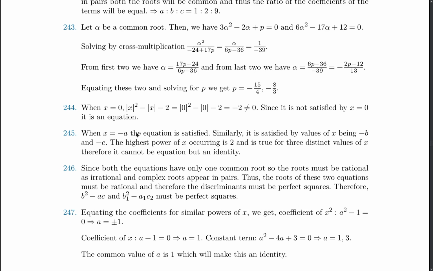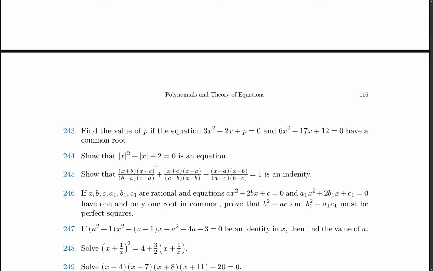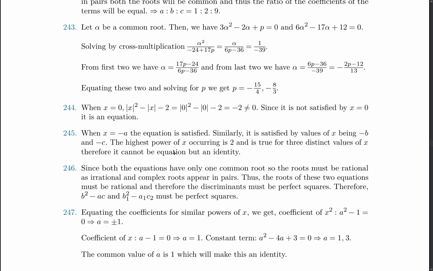We put x is equal to minus a, the equation will be satisfied. So if you put x is equal to minus a, it will become b minus a, it will become c minus a, it will become 1. And this term would be 0 and this term would be 0 because x plus a would be 0. So x is equal to minus a would be satisfying this. Similarly, it would be satisfied for minus b and minus c. The highest power of x occurring is 2 and is true for 3 distinct values of x. Therefore, it cannot be an equation but an identity.